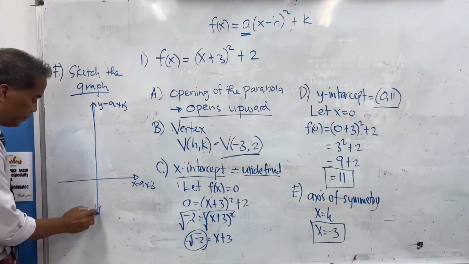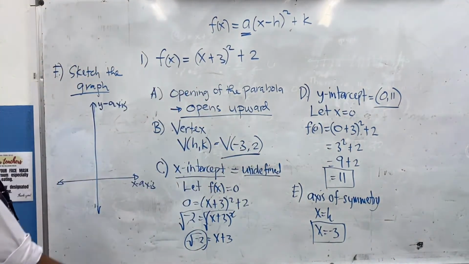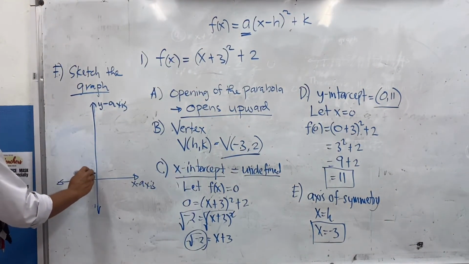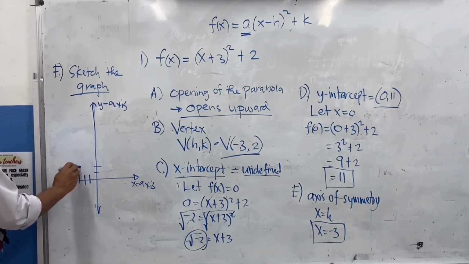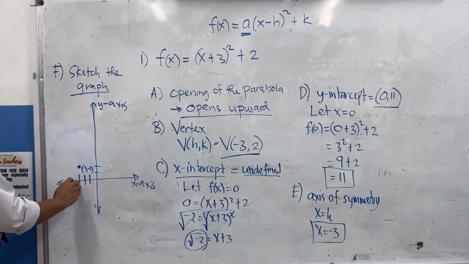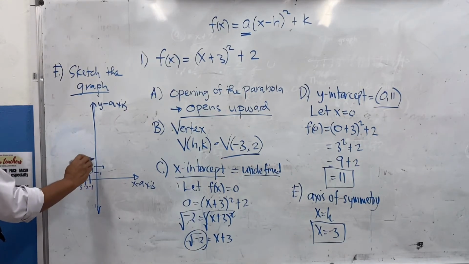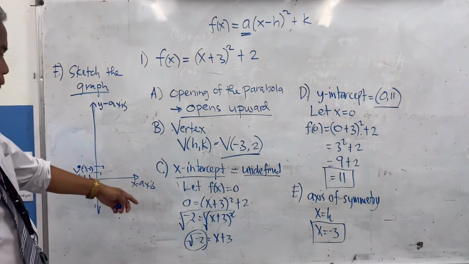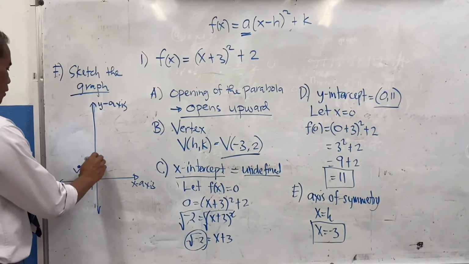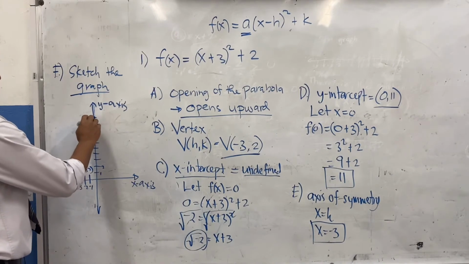Alright, and then first, you are going to plot the vertex of the parabola. So the vertex is -3, 2. This is -3, -2, -1, 1, 2, approximately here. So this is the vertex. And then the y-intercept is 0, 11. So 2, 3, 4, 5, 6, 7, 8, 9, 10, 11. So 0, 11 is here.